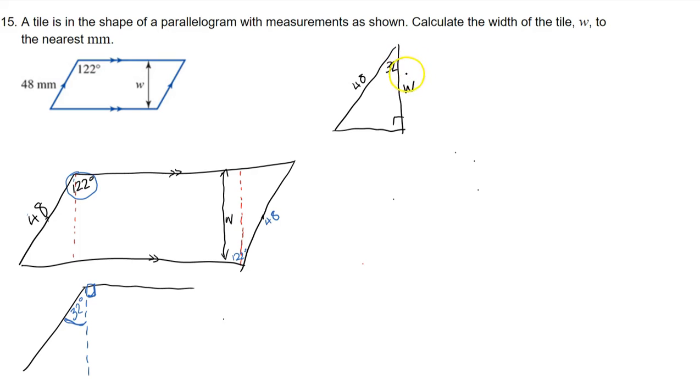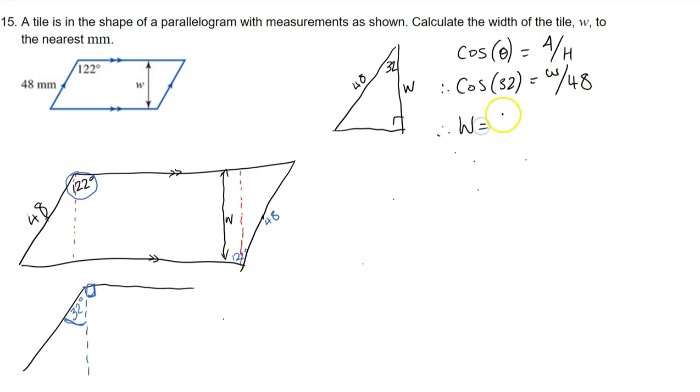So I'm having a look at that. I've got the adjacent side and the hypotenuse, so I'm going to use cos. I know my angle, it's 32. My adjacent is what I'm trying to find, W, and H is 48. So at the moment, W has been divided by 48, so the opposite of that is times it by 48.